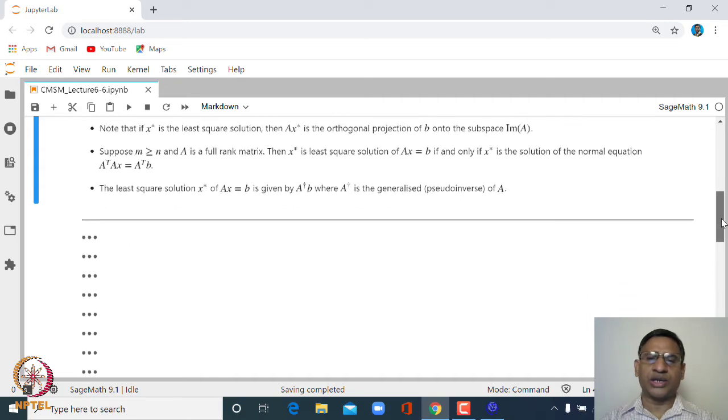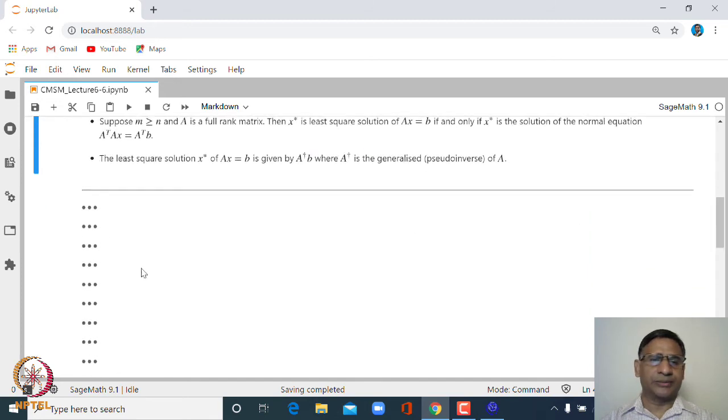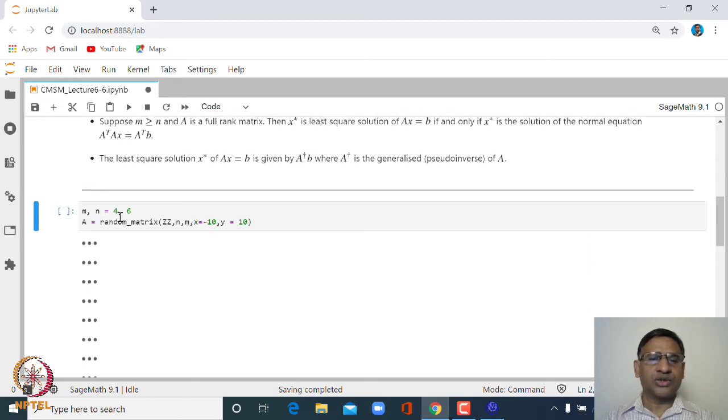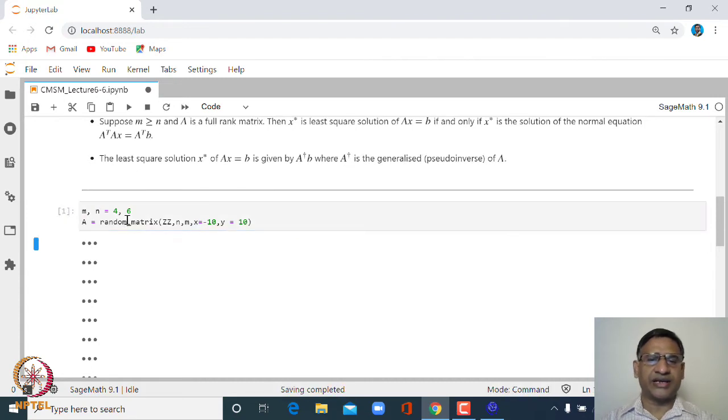So now let us look at how we can solve this problem which we have stated. Let us start with m and n equal to 4 and 6 and define a random matrix over integers whose entries are coming from -10 to 10.